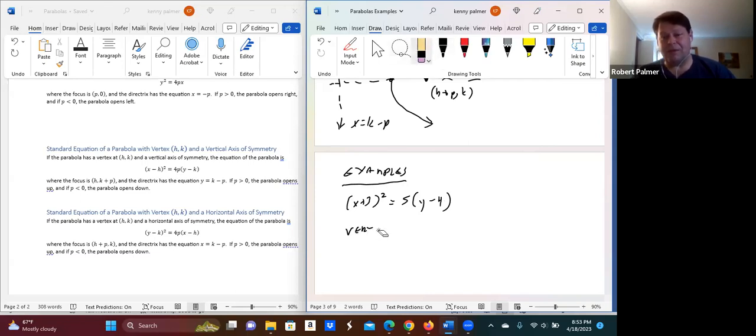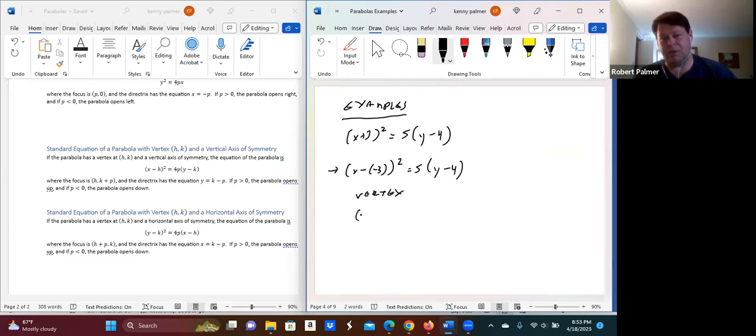In fact, maybe we should write this slightly different way first. Make sure this is clear. So you notice this has minuses in both cases. We can write this as x minus a negative 3 squared is equal to 5 times y minus 4. Okay. So then our vertex is going to be the point negative 3, 4. Another way to think of it is that basically you switch your sign. So here it's positive, here it's negative, and here it goes the other way. Okay. Now let's find p.